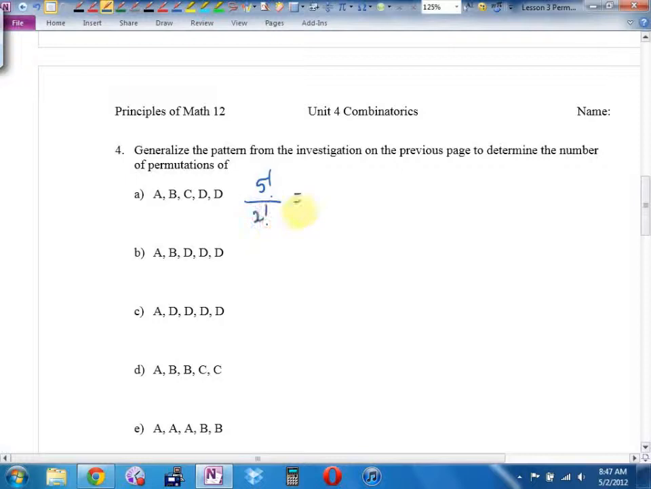Go to your calculator. What's the answer? Or this one, the numbers are small enough you might be able to do it in your head. It's 5 times 4 times 3 times 2 times 1 divided by 2 times 1. Oh, the 2's cancel.